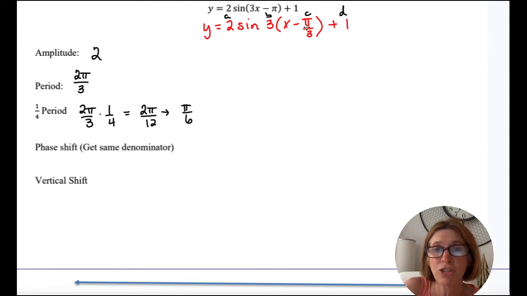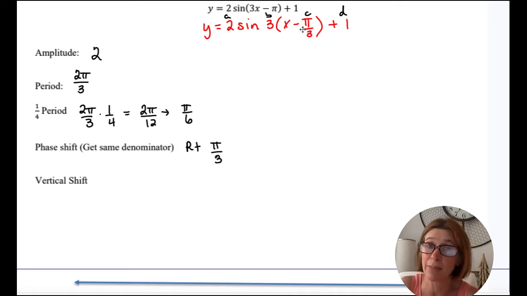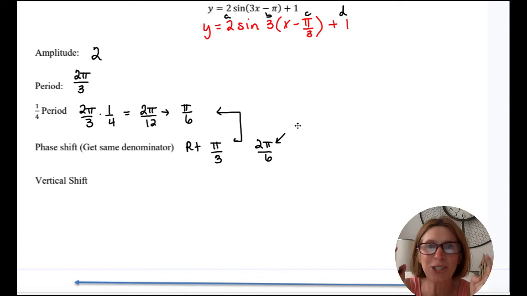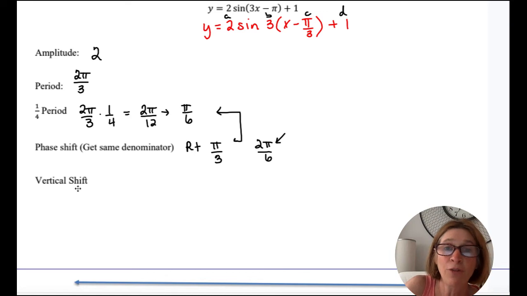My phase shift is now going to the right, pi over 3. Why right? Because it's minus; it's always going to be counterintuitive, the opposite direction of whatever that sign is. Now you want to make sure the quarter period and the phase shift have the same denominator, just for ease. So we would make pi over 3 into 2 pi over 6. Remember, that becomes our new starting point, where the graph kind of moved to. And then our vertical shift is going to go up 1.